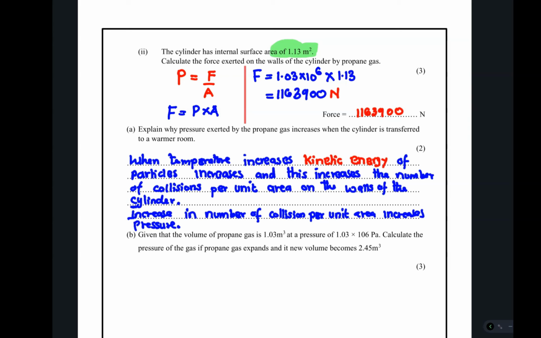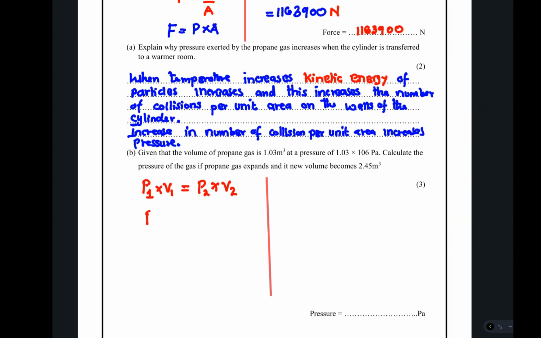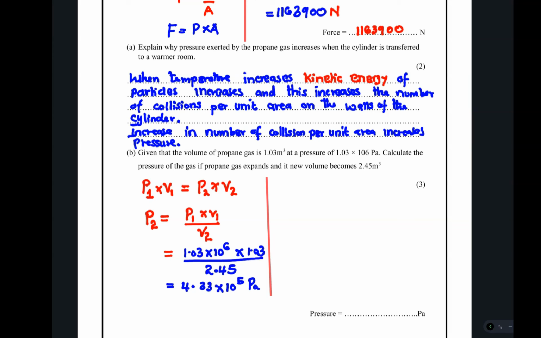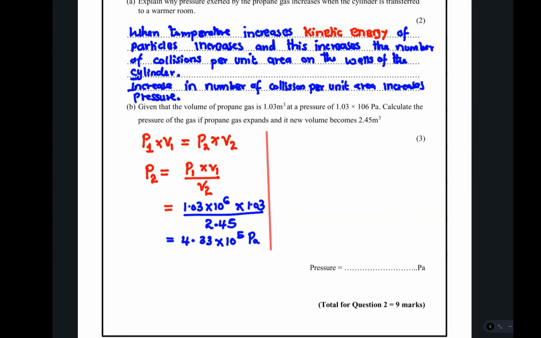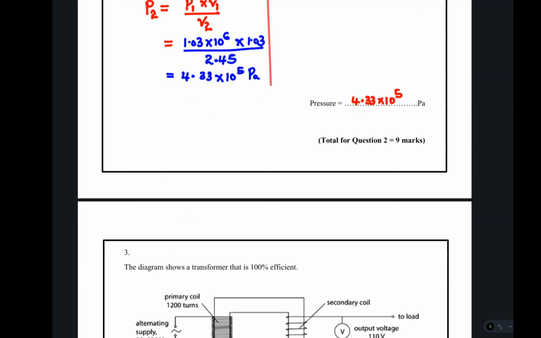But in order to answer this question, we are going to use the formula P1 times V1 equals P2 times V2. Then we can make P2 the subject because we are finding P2, and then substitute what we have. If we work it out, we are going to get our answer 4.33 times 10 raised to power 5 pascals. And then you transfer here so that you can make the examiner happy. There is no extra mark for that, but that is meant to have a good rapport with the examiner.